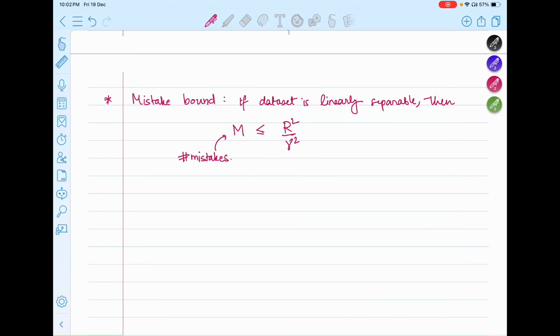What is r square? Gamma square we already discussed. What is r? R is the distance of the farthest data point.